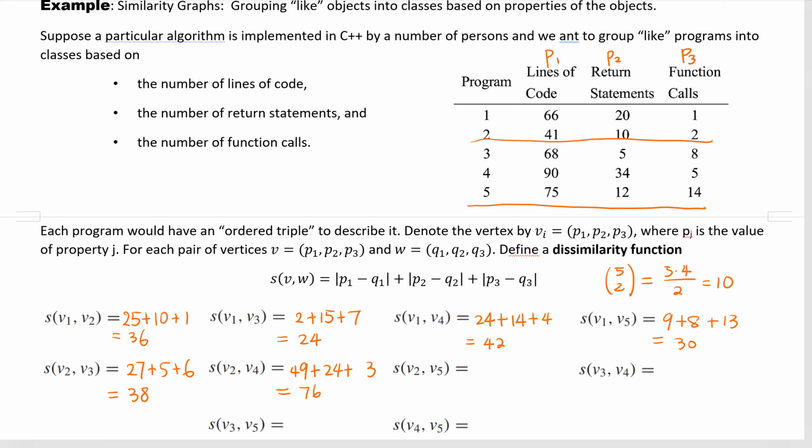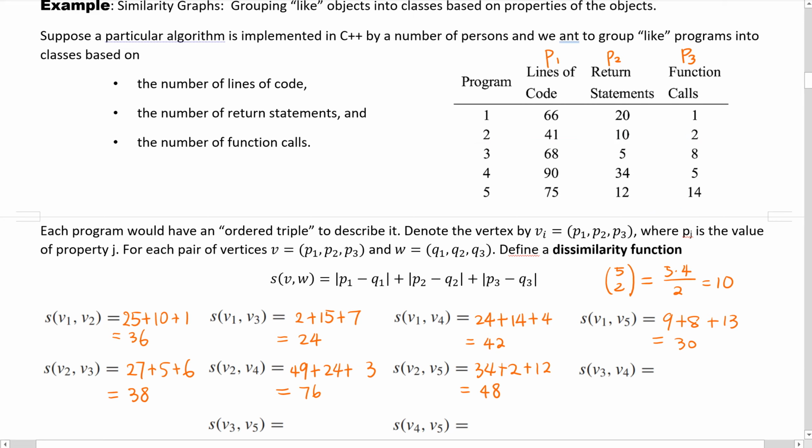75 minus 41 is 34. 12 minus 10 is 2. And then 14 minus 2, 12. So 36 plus 12, 48. So far, so good. Okay, next we have vertex 3 and vertex 4.